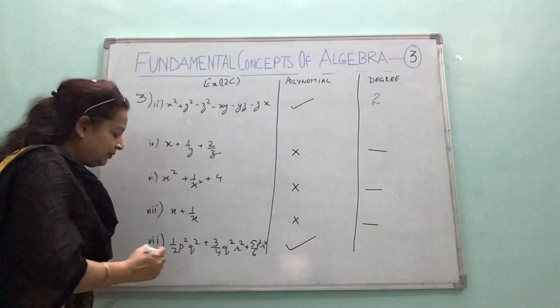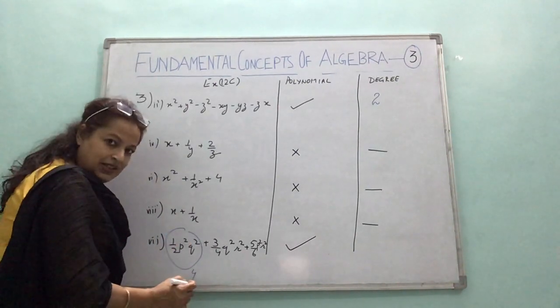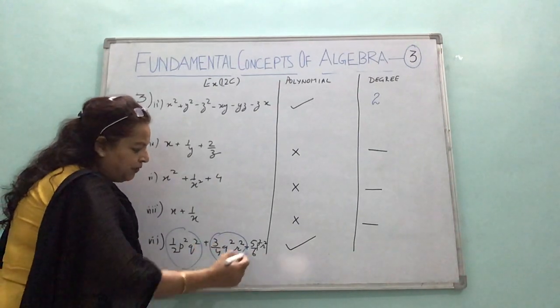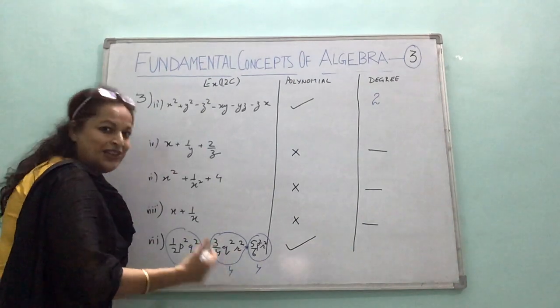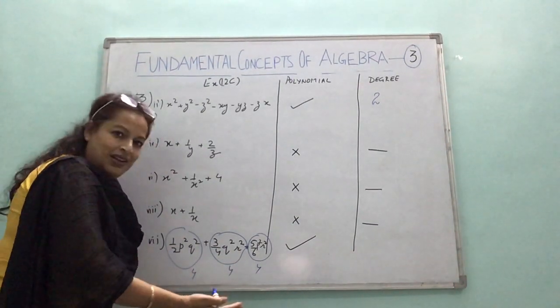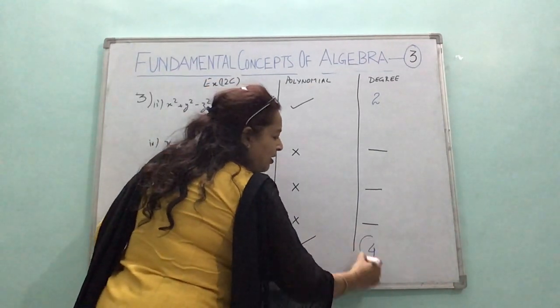Now come here. Degree of this term, 2 plus 2, 4. I am writing just so that it is clear to you. Degree of this term, 2 plus 2, 4. Degree of this term, 2 plus 2, 4. What is highest in all this? 4. Because they are all the same, but we select the highest. So here, the highest itself is 4. So what is the degree of this polynomial?